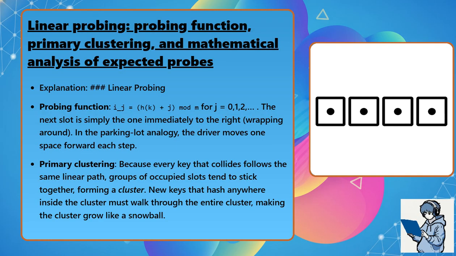Primary clustering: because every key that collides follows the same linear path, groups of occupied slots tend to stick together, forming a cluster. New keys that hash anywhere inside the cluster must walk through the entire cluster, making the cluster grow like a snowball.